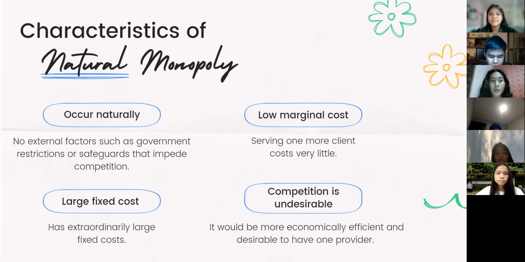In natural monopoly, there are several characteristics. One of the most significant characteristics of a natural monopoly is that it occurs naturally, which means there are no external factors such as government restrictions or safeguards that impede competition. Natural monopolies emerge as a result of economic dynamics that prevent more than one business from joining a market. These natural components are primarily centered on two factors, which are high fixed costs and lengthy economies of scale.